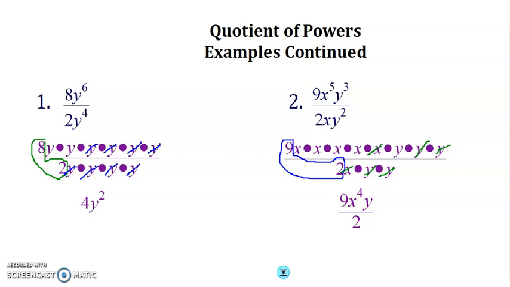So if you go back to the original problem and look, we just did 9 divided by 2, which didn't simplify at all. And then we took our exponents for the like bases, and we subtracted those. 5 minus 1 was 4, and that stays with the x. And then 3 minus 2 is 1, or just y.